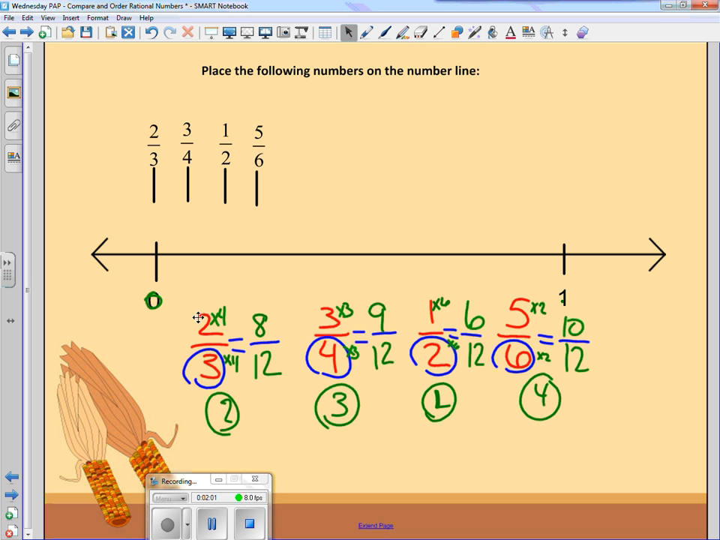So 1/2 would actually be about right here. And then 2/3 would be next. Then we have 3/4. And we have 5/6. Remember, if I didn't want to convert them all, especially if they aren't real small numbers and their denominators would be a lot larger, I could have converted all of them to decimals.